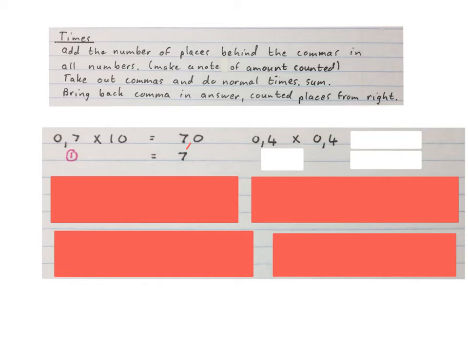Here's our second example, 0,4 times 0,4. Count the places behind the commas. There's one place behind the comma, 2 places behind the comma. Write it somewhere for yourself. Now take out the commas and do a normal multiplication sum.